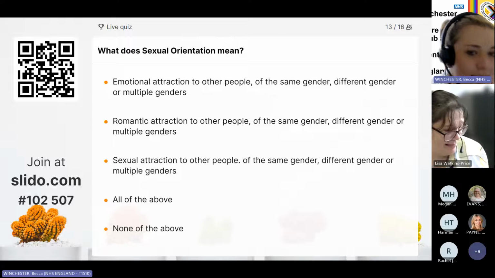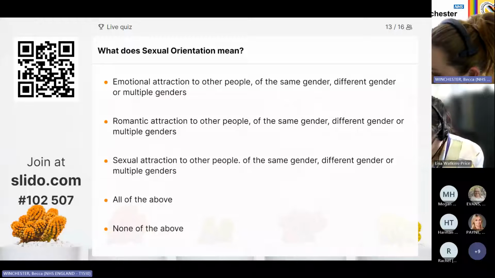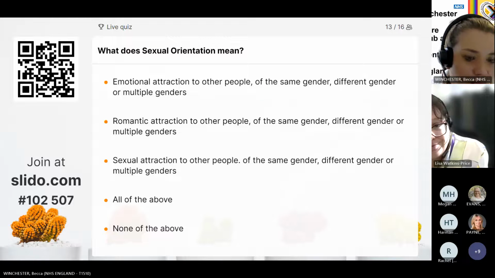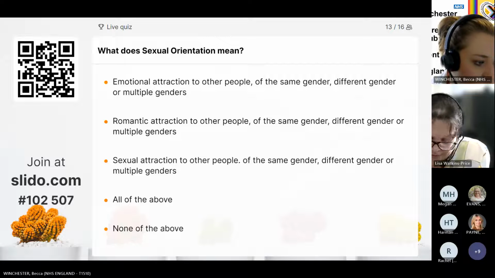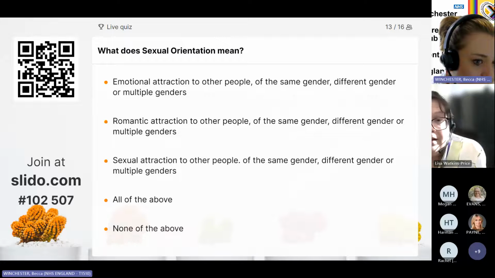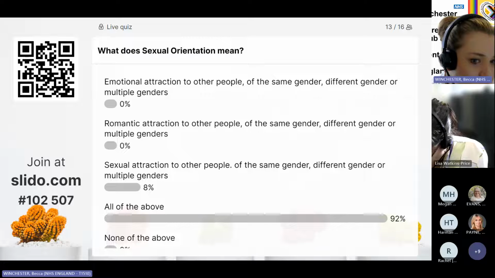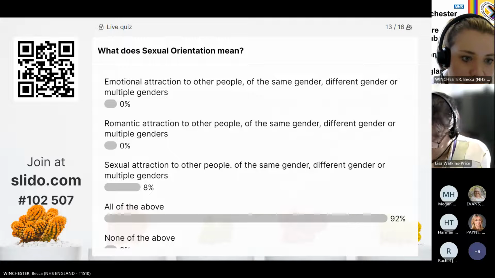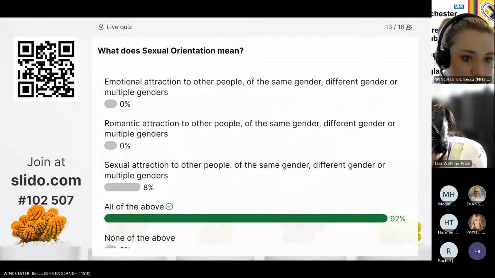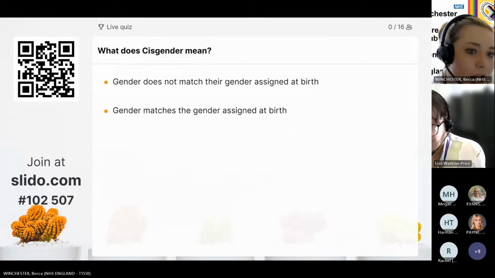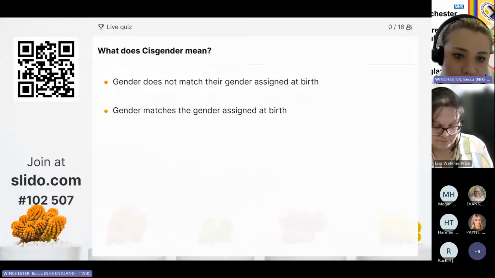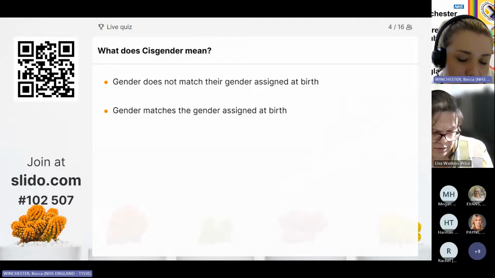Give it another few seconds. Looks like we've had a couple of people join us. Okay, I'm going to move it on. So the correct answer was all of the above. And again, well done to those of you that got the answer correct. What does cisgender mean? Gender that does or gender that does not match the gender assigned at birth?